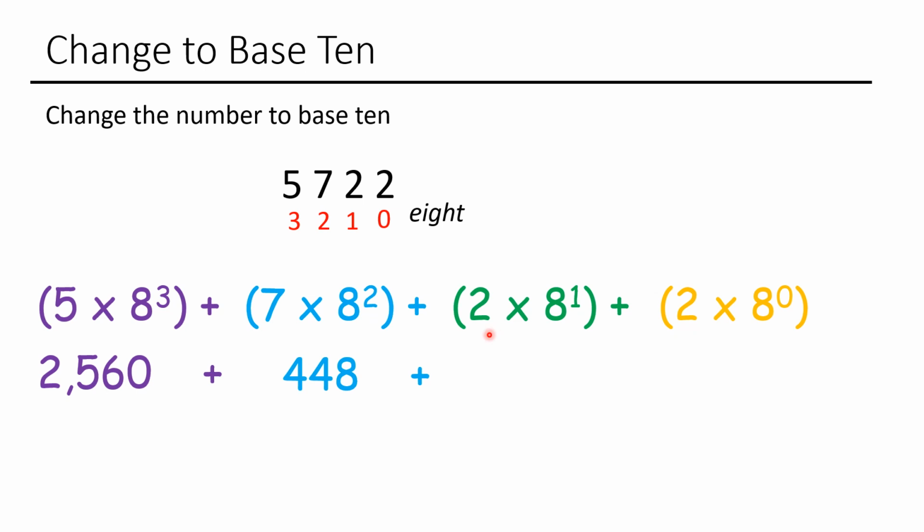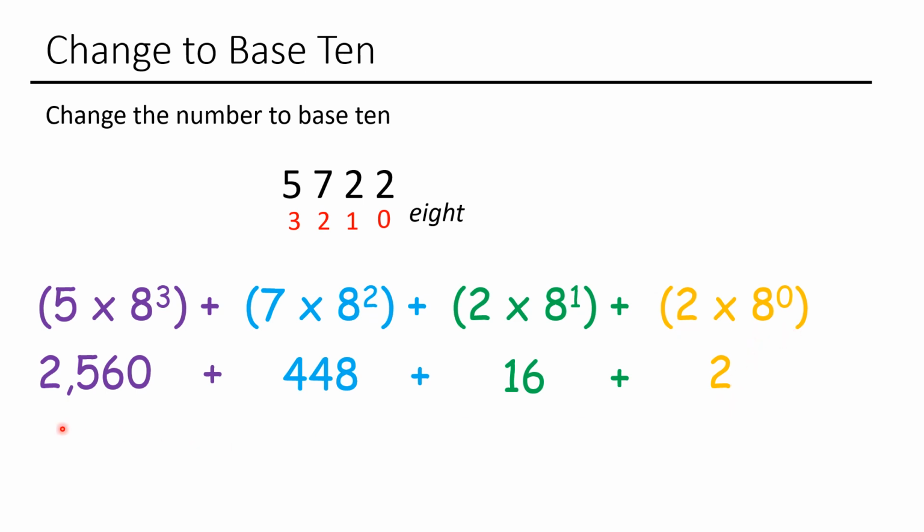Then this is just 2 times 8, which is 16. And then remember, 8 to the 0 power is what number? It is 1. And 2 times 1 is 2. Okay, so don't let that trip you up because that's something else that a lot of people do. They want to say that this is 2 times 8, but it's not. It's 2 times 1. So be real careful with that.